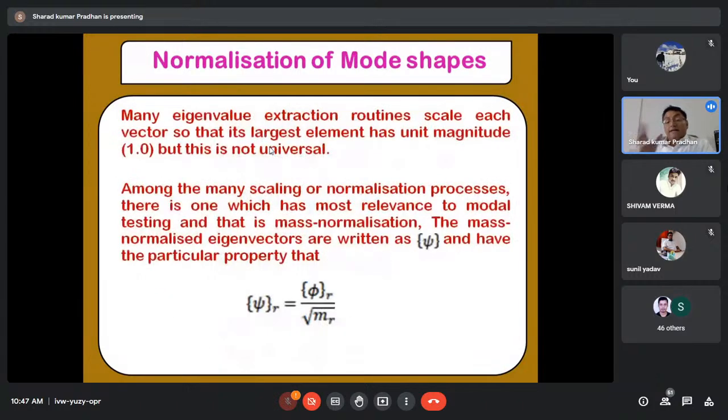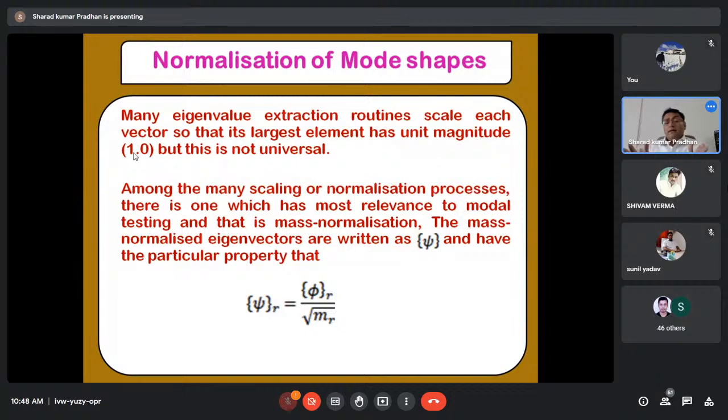Now the second property: the first is orthogonality and the second is normalization. Generally the mode shapes which we are getting are being scaled. And how are they scaled? The largest element is set to 1 and the others are reduced accordingly. Suppose the first element of the mode shape is coming as, say, 400, so we are making that 400 as 1 and the others we are going to divide by 400, so automatically it is going to be scaled to 1. This is one way.